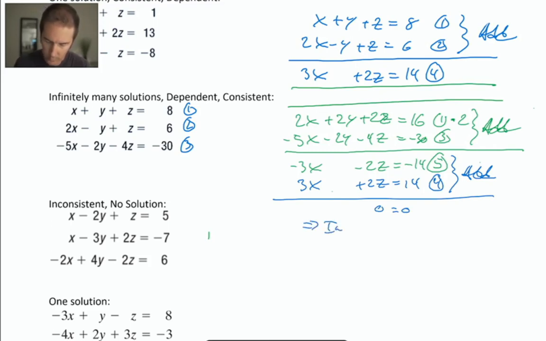Therefore, infinite solutions. Where are those infinitely many solutions? The way that we figure it out is I'm going to take equation 4 or equation 5, and I'm going to solve it for x.